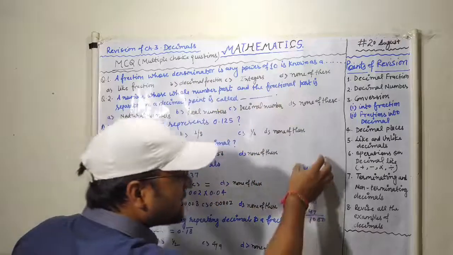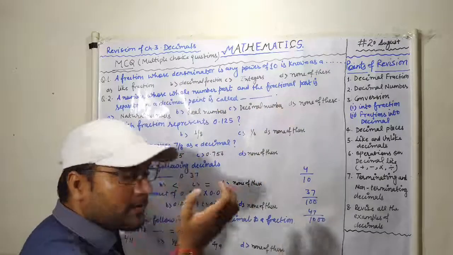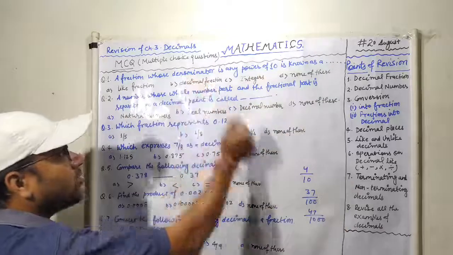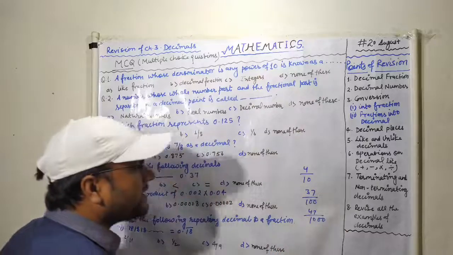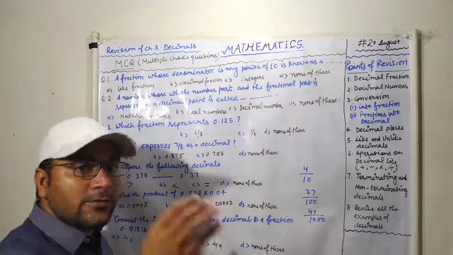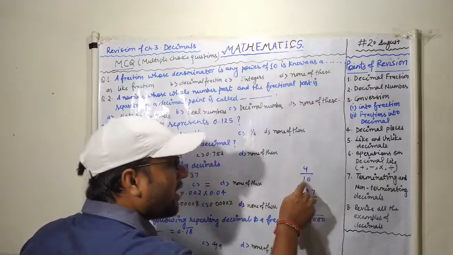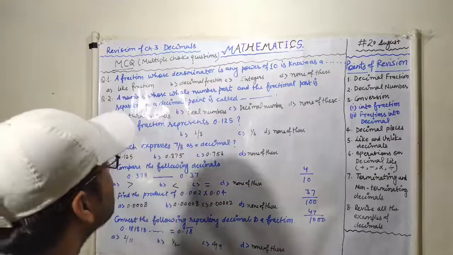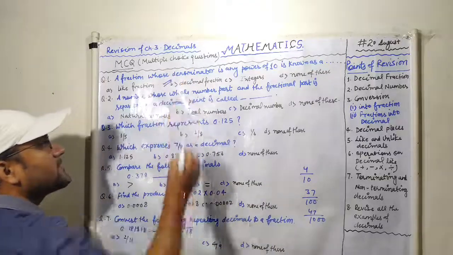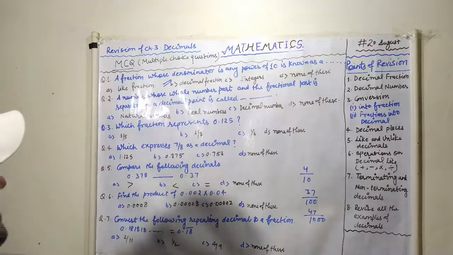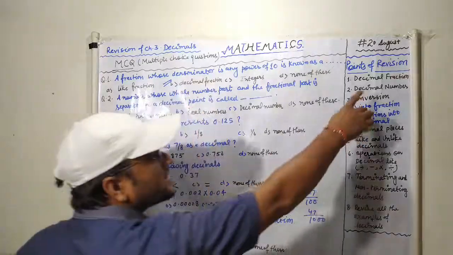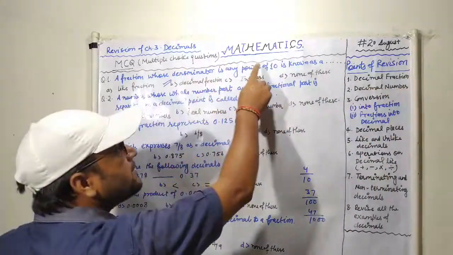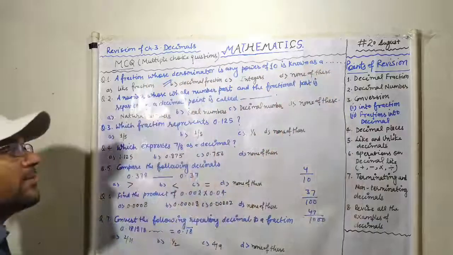So what is this type of fraction called? Is it called a like fraction? No. Is it called an integer? No. Is it called a decimal fraction? Yes. It is called a decimal fraction. Any fraction whose denominator is a multiple of 10 or a power of 10 is known as a decimal fraction. So your option B is correct. So your first point is the decimal fraction: a fraction whose denominator is any power of 10 is known as a decimal fraction.